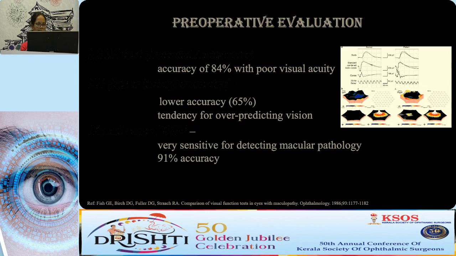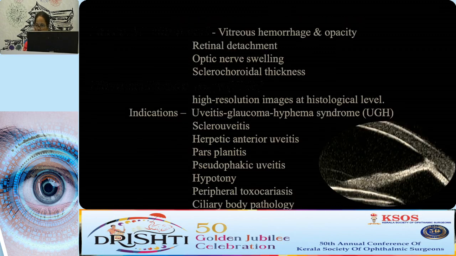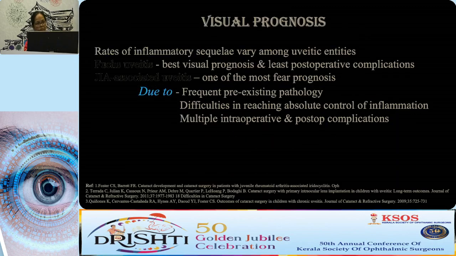Preoperative evaluation: if the visual acuity is very poor, potential acuity meter or laser interferometry or focal cone ERG should be done, and B scan ultrasound, biomicroscopy, etc. should be done in appropriate cases. Visual prognosis depends on the rate of inflammatory sequelae, which varies with uveitic entities. Fuchs has the best visual prognosis, JIA has the worst.